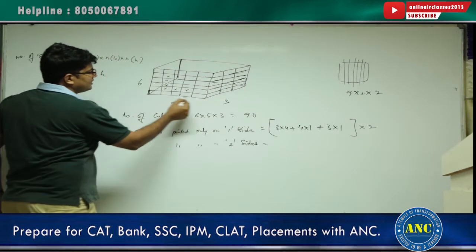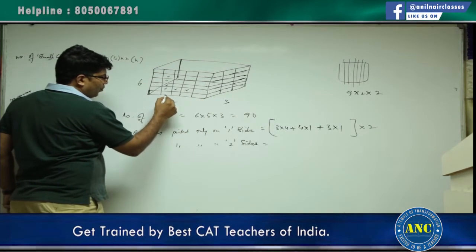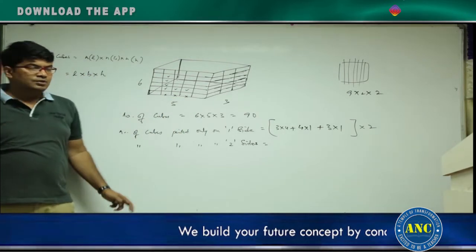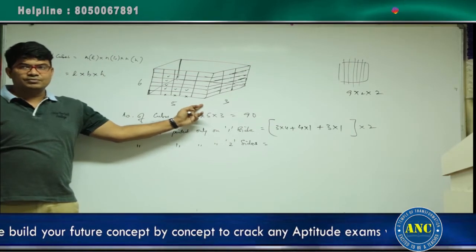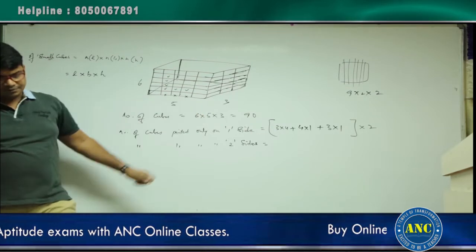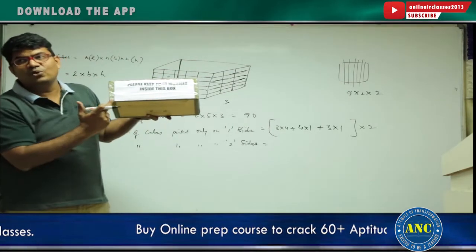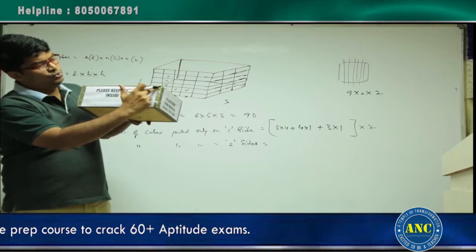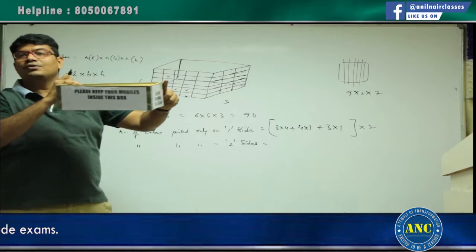Now let's take on the length side. Now there are 5 here. So how many will be there like that? 3. 1, 2, 3. Now, using your length, how many edges will you have? 4. Only 4, not 8. 1, 2, 3, and 4.